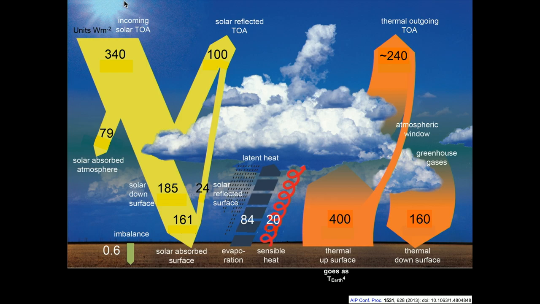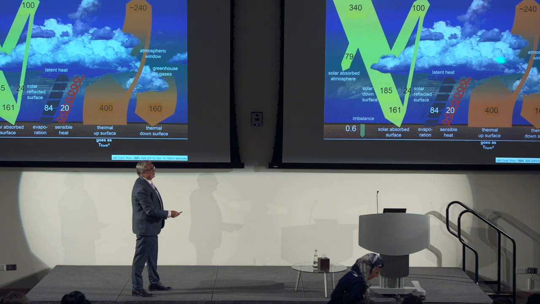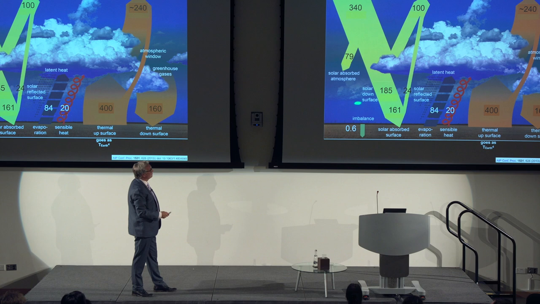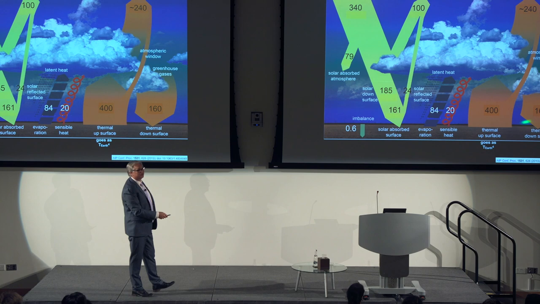For example, cloud formation and how they affect all these various things. But more or less, this is the picture we have. So here's sunshine. Here's Earthshine. But that Earthshine is intercepted by gases which absorb that particular radiation and re-radiate it back down to the Earth. And so the difference between these two numbers is this one. And then we're in perfect balance.